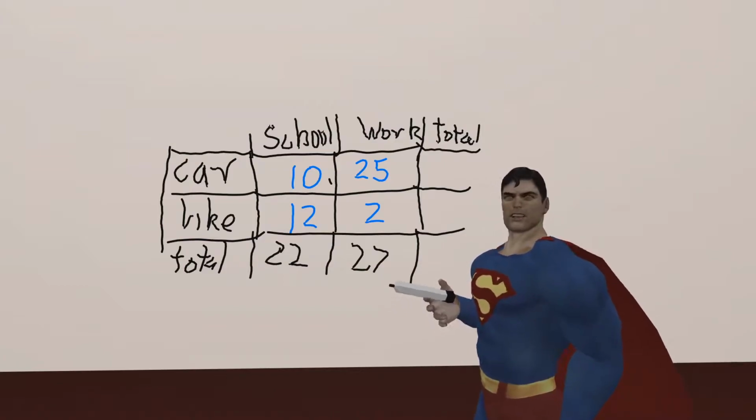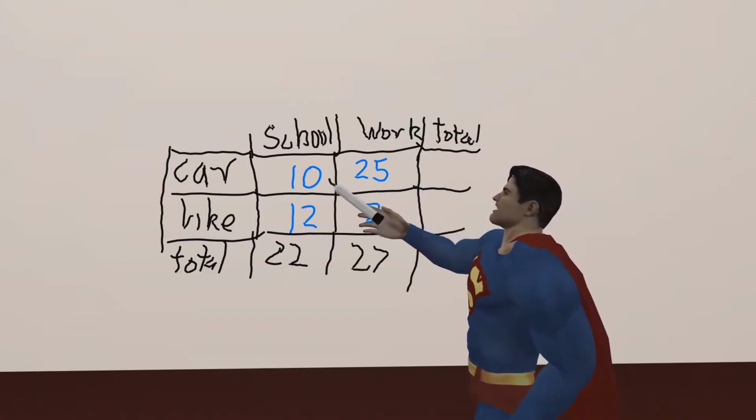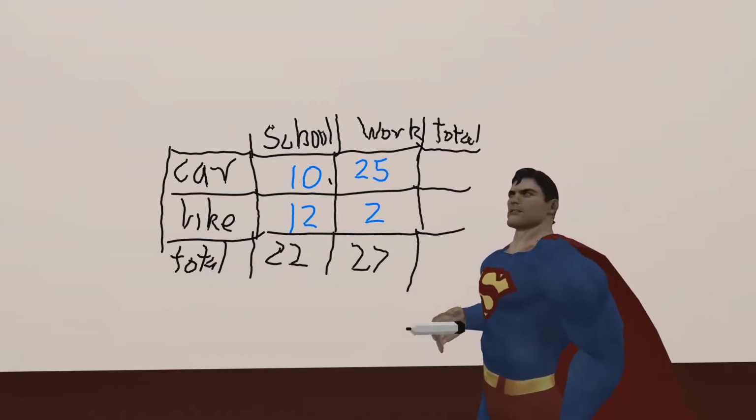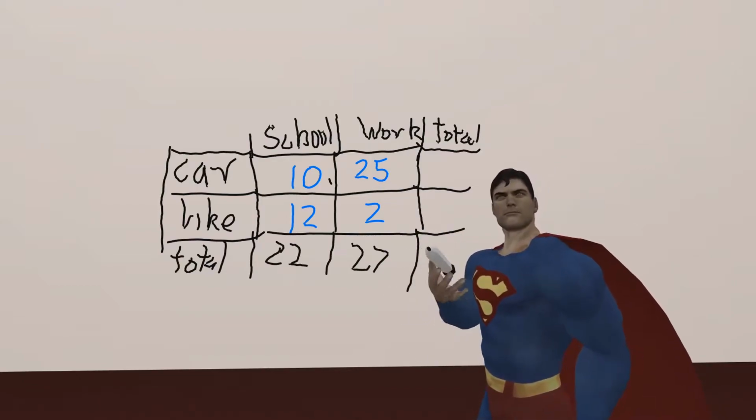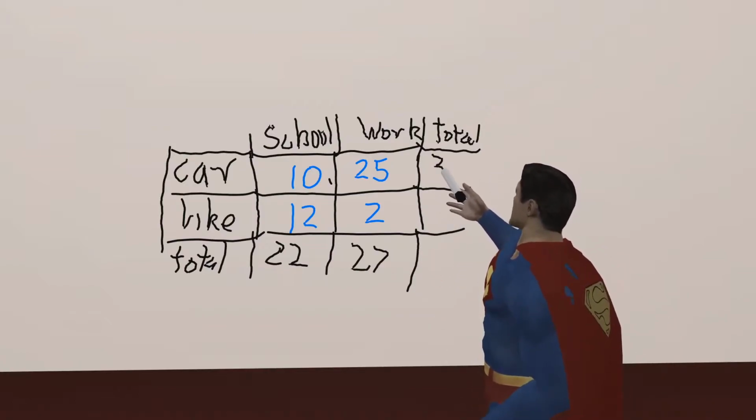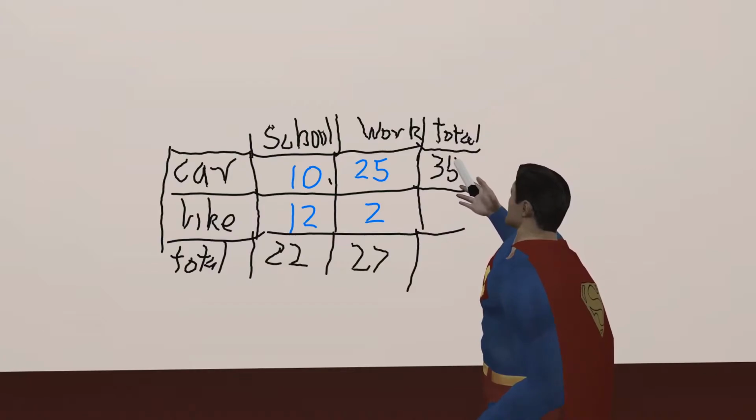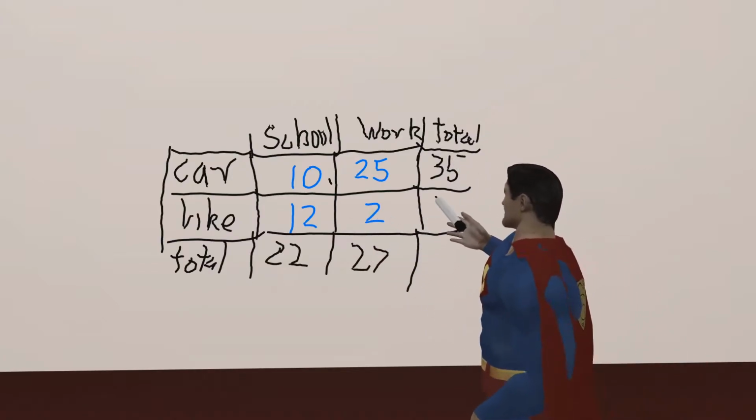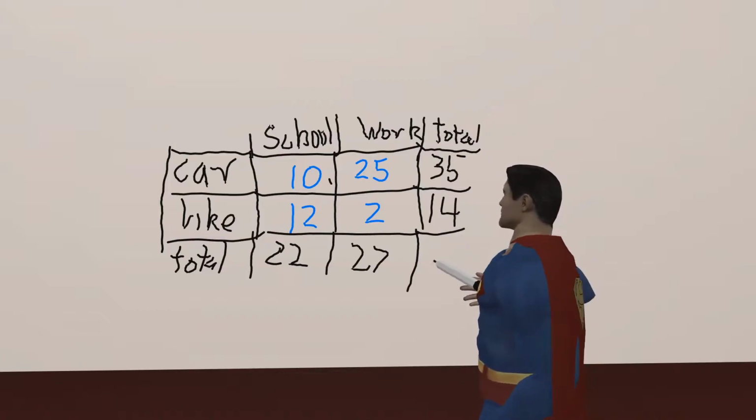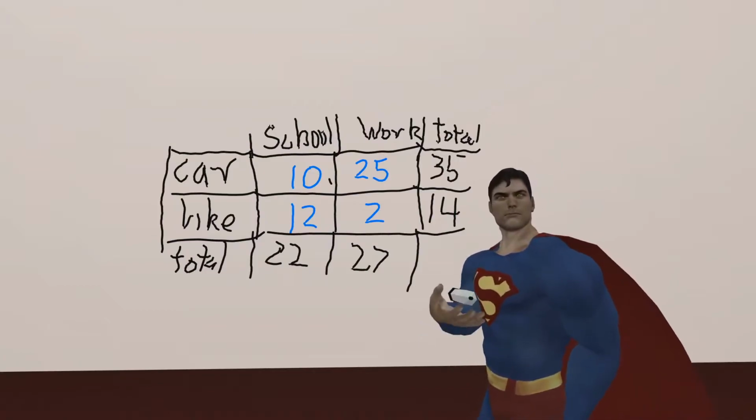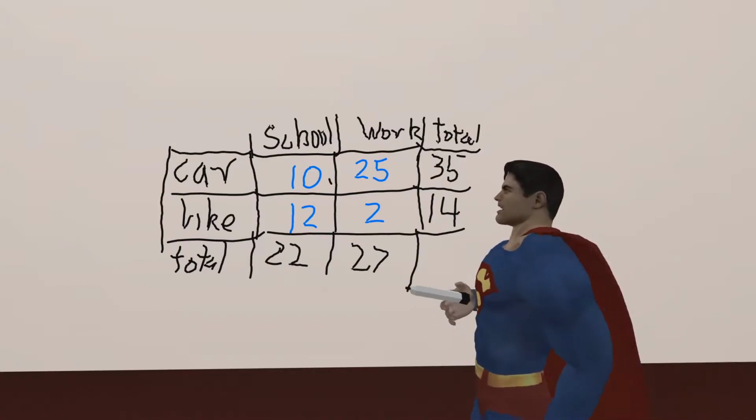I've added my total. We have 10 and 25, so all up the number of people who take their car to work or school is 35. And then 12 plus 2 is 14. So that means that 14 people take their bike to school or work.